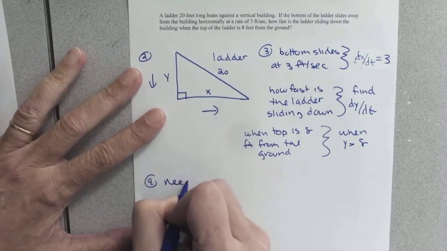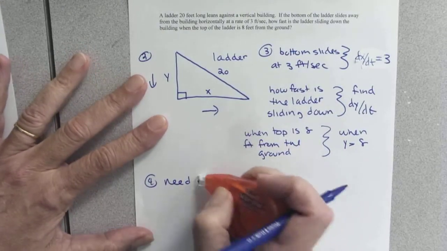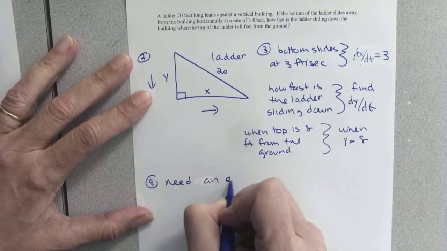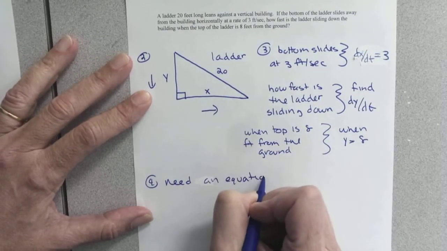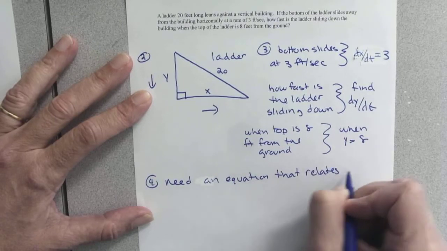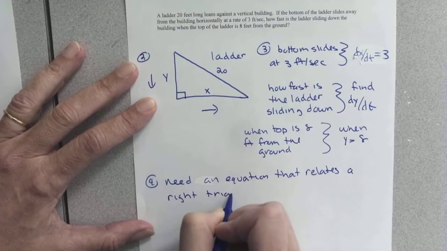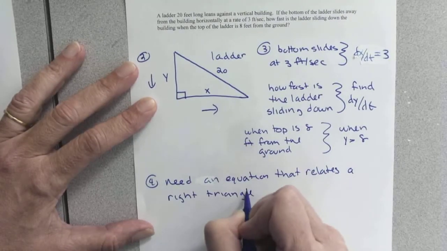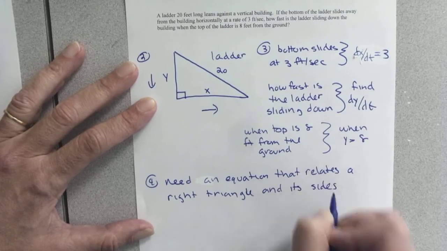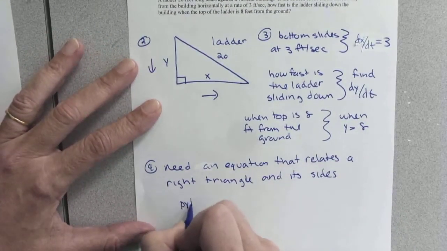Step 4, we now need an equation that relates a right triangle and its sides. And that would be the Pythagorean theorem.